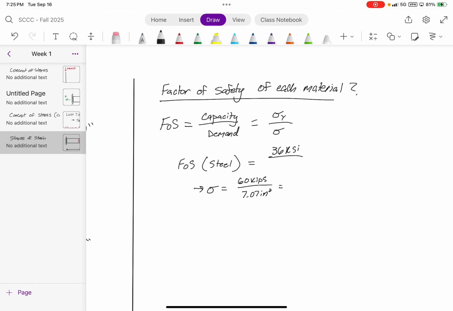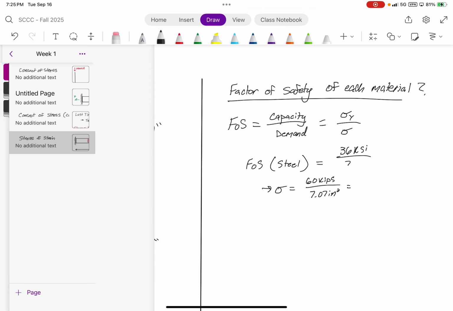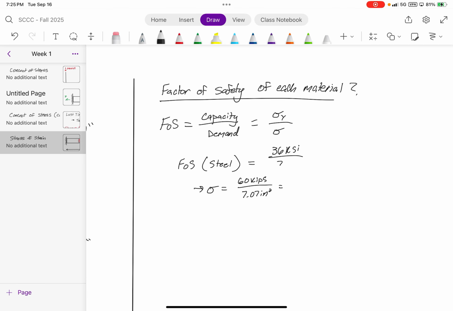You do the math, and you get a stress of 8.49 KSI. So now you just throw it back into this equation up here, and the factor of safety you should get is equal to 4.24. Most structures are designed with a factor of safety ranging anywhere from 2.5 to 3. Those would be like bridges, buildings.